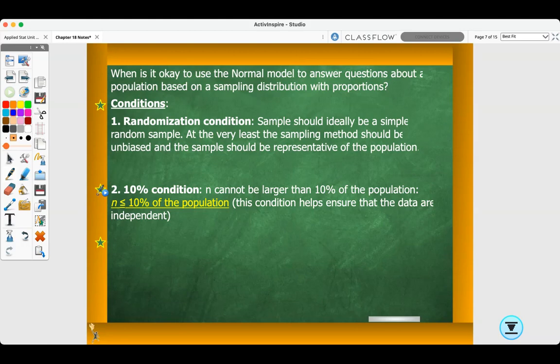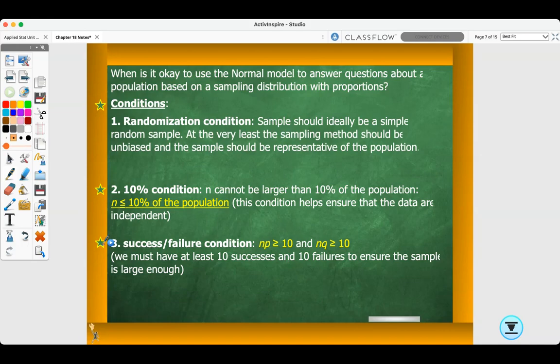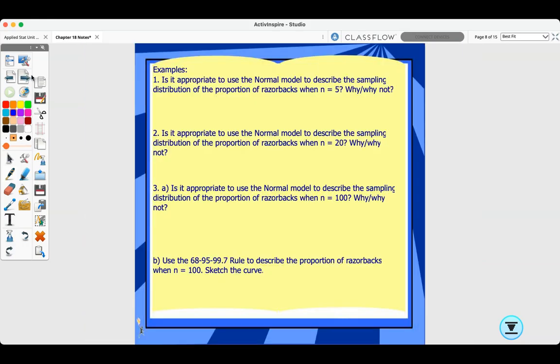The 10% condition: n cannot be larger than 10% of the population. Population is greater than 10 times n. This condition helps ensure that the data is independent. So you can always say that n is less than 10% of the population of whatever is within context. And the success/failure condition: n times p has to be greater than or equal to 10, and n times q has to be greater than or equal to 10. We must have at least 10 successes and 10 failures to ensure the sample is large enough. So let's look at these examples here.